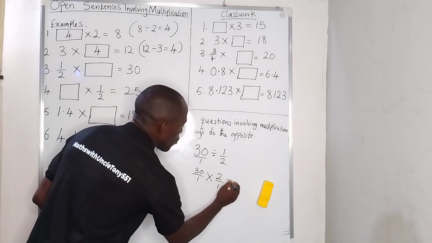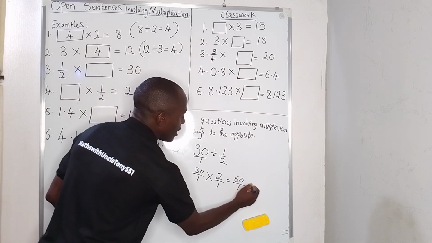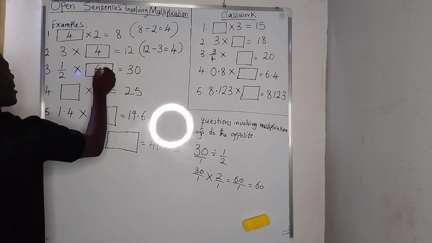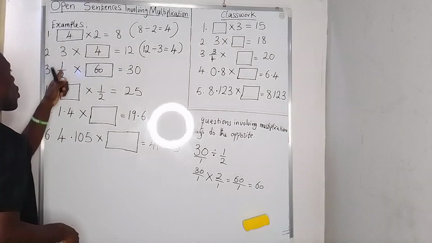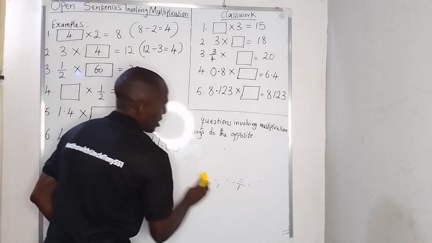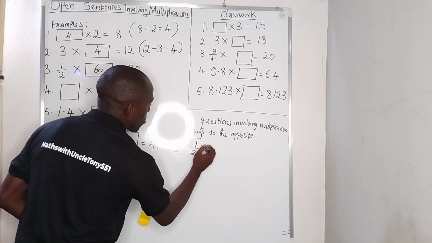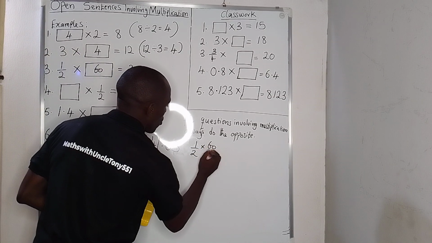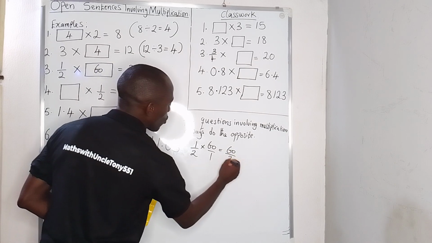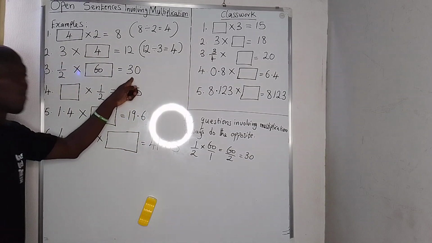So 30 times 2 will give us 60. 1 times 1 is 1. 60 divided by 1 is 60. So my answer is 60. Can I check to know that 1 over 2 multiplied by 60 will give me 30? Let me check and see whether my answer is correct. So 1 over 2 multiplied by 60 over 1. 1 times 60 is equal to 60. 2 times 1 is equal to 2. 60 divided by 2 will give us 30. So my answer is correct.